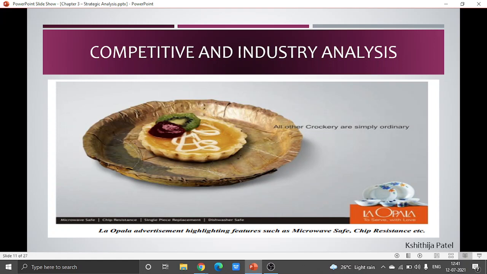So Hitkari failed to notice this social change in the general business environment, and it had to face stiff competition from companies like La Opala and Corelle, which introduced ceramic crockery that could meet the emergent needs of the consumers. Therefore, it is very important that the organization scans the general environment and identifies the factors which have the ability to influence or fundamentally change the industry within which they compete.